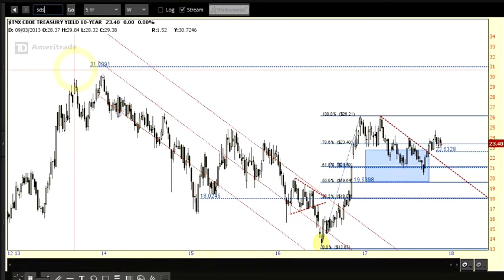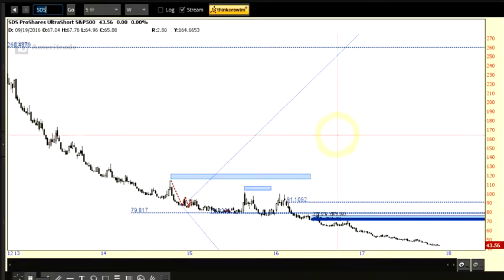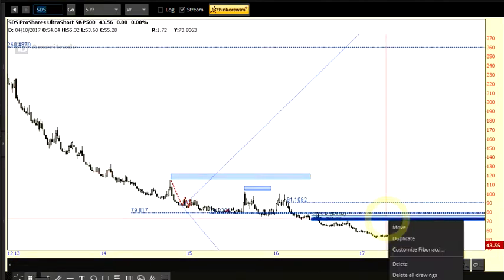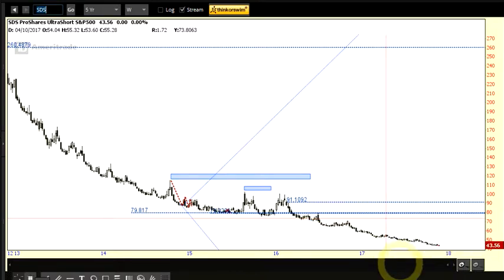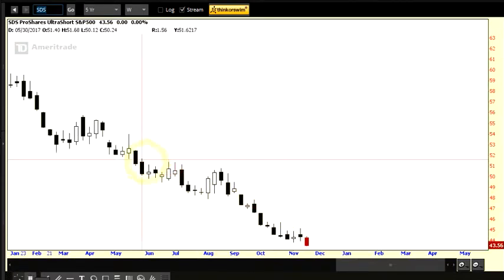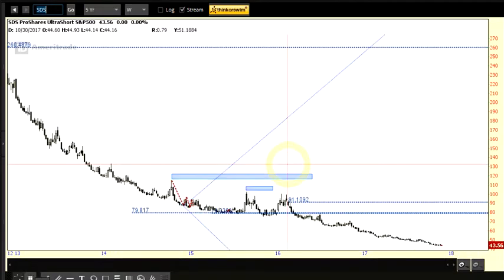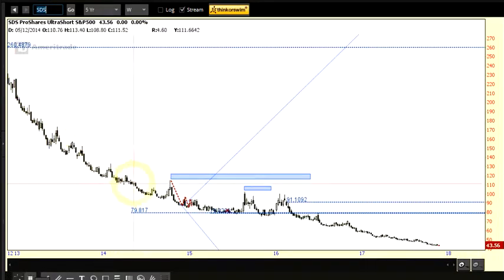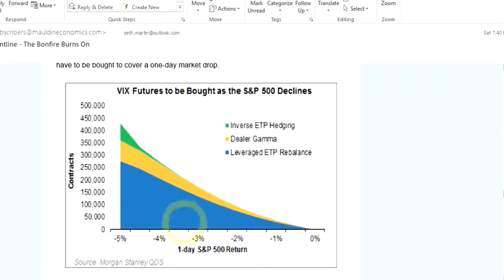But let's look at SDS. SDS is a leveraged ETF, 2 times for the S&P 500, so it's a short. So if the S&P 500 goes up 1%, this goes down 2%. Okay, so you can see here, what's important to see is over time this loses money, and the reason is because of all this futures activity over here on leveraged inverse ETP hedging.